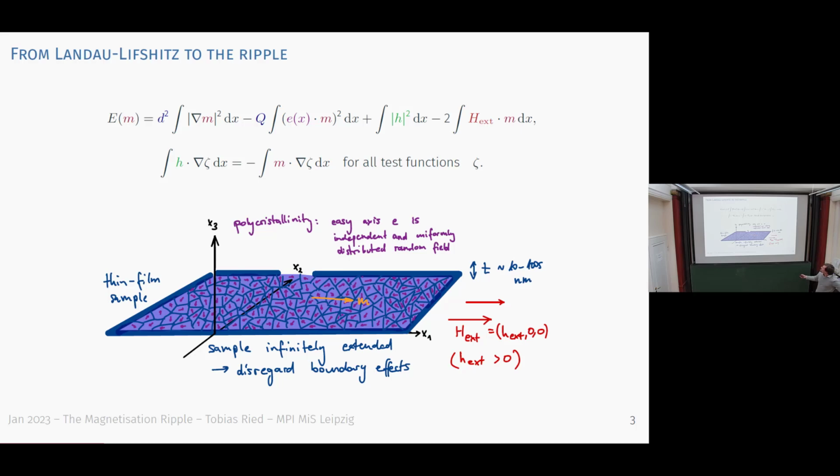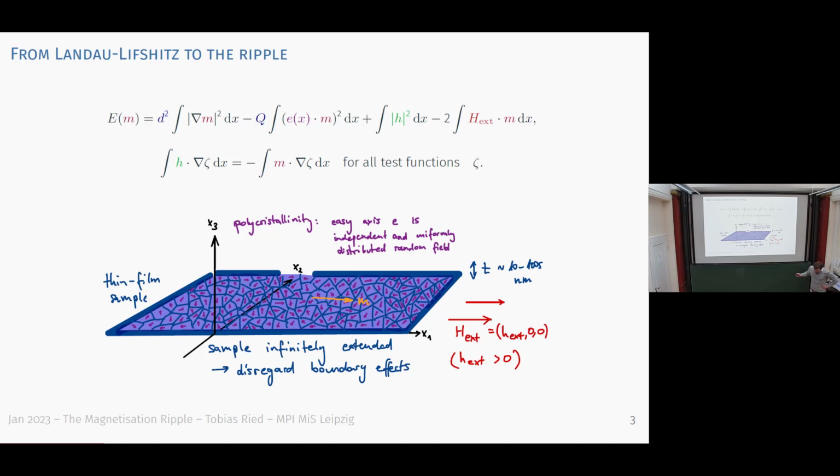So we will think of a thin film sample, which is oriented in the x1, x2 plane. The thickness is in the x3 dimension, and we will assume that it's very thin. Here I drew a sketch of the polycrystallinity, so you can think of the easy axis as really a random field which takes a constant random orientation in each of the cells, but varies from grain to grain.